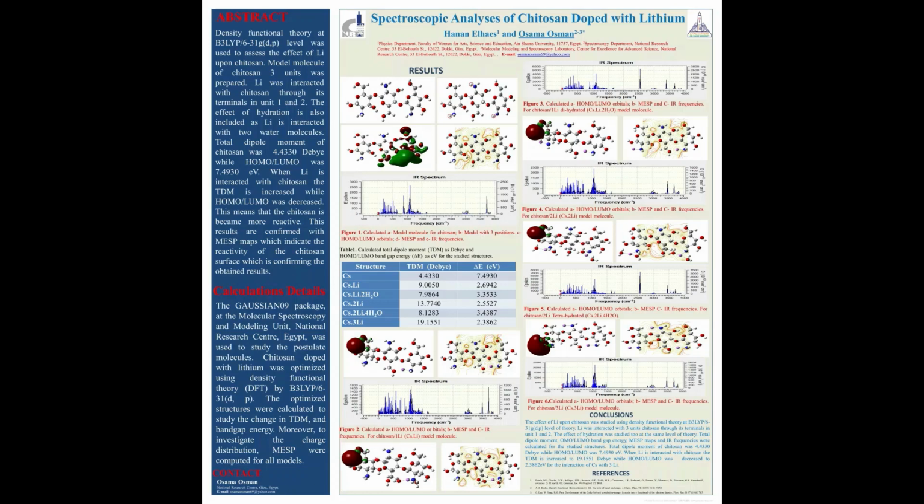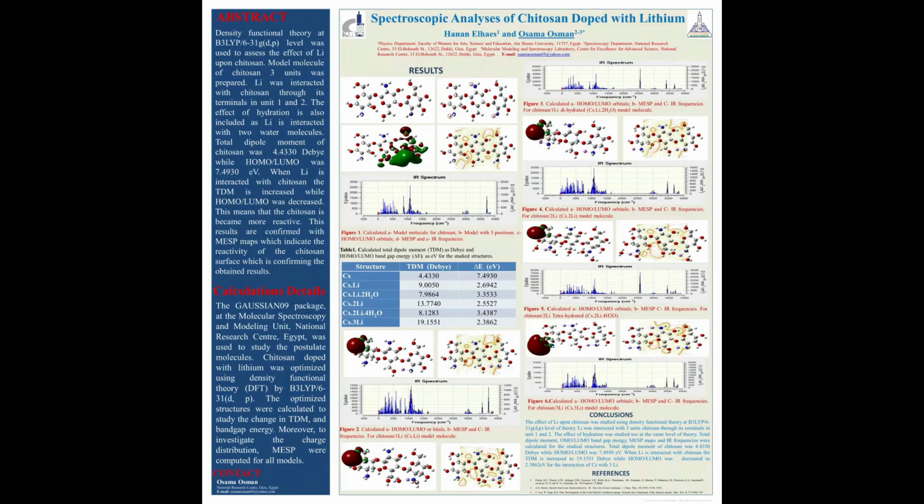Total dipole moment of chitosan was 4.4330 Debye, while HOMO-LUMO band gap energy was 7.4930 electron volts. When lithium is interacted with chitosan, the total dipole moment is increased while HOMO-LUMO band gap energy was decreased. This means that the chitosan became more reactive. These results are confirmed with molecular electrostatic potential maps, which indicate the reactivity of the chitosan surface, confirming the obtained results. Gathering the data together one can conclude the following.